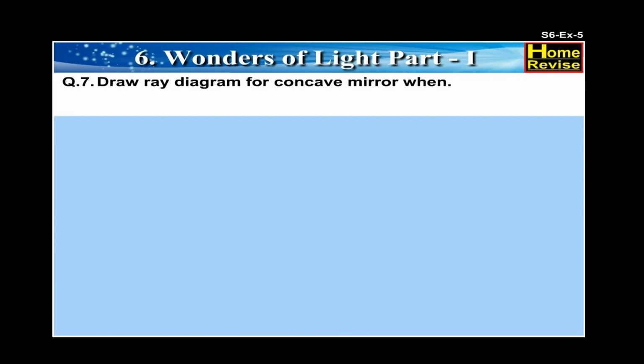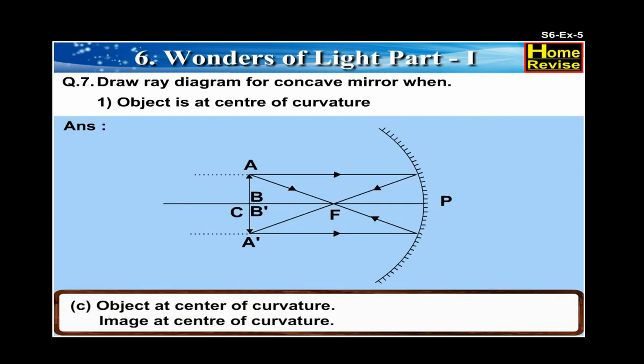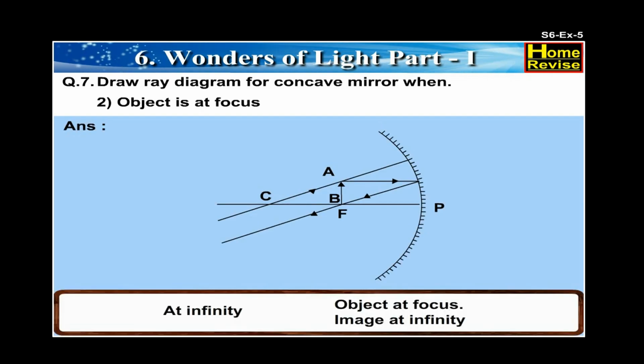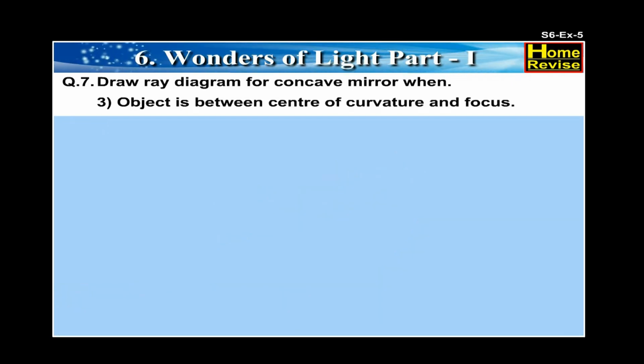Question 7. Draw ray diagram for a concave mirror when 1. Object is at center of curvature. Answer. 2. Object is at focus. Answer. 3. Object is between center of curvature and focus. Answer.